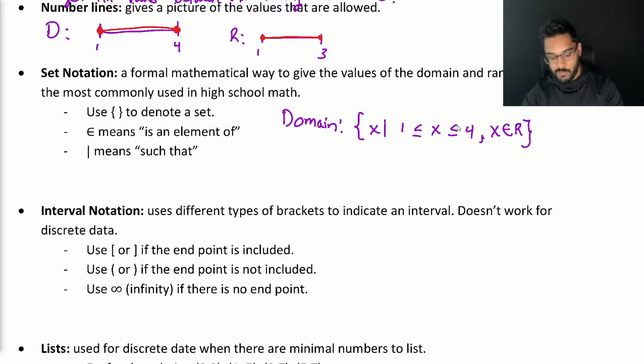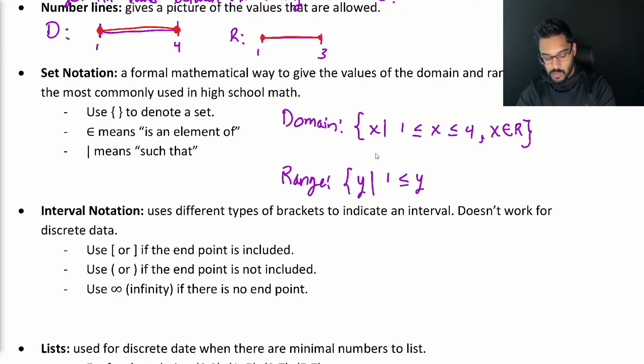So we're going to do the same thing for range. So obviously the range is now not the set of x values, but the set of y values. And it's the set of y values such that 1 is the smallest. Okay, it goes all the way up to 3. So this says that y should be in between 1 and 3, and it can be equal to either of those endpoints. Other than that, y could be any other real number.